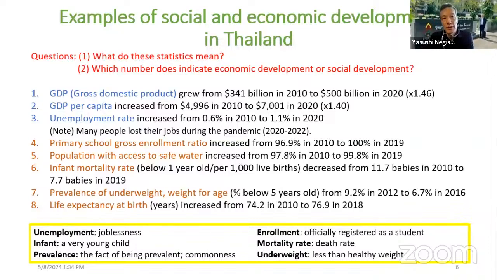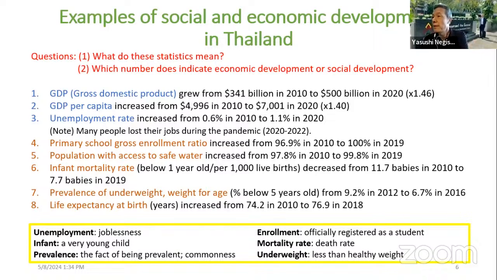Number 5 is population with access to safe water. This may not necessarily need a definition, but this means the population uses a safely managed treated water source. The Thailand number increased from 97% in 2010 to 99.8% in 2019. So again, Thailand's number for access to safe water is quite good. Number 6 is infant mortality rate.